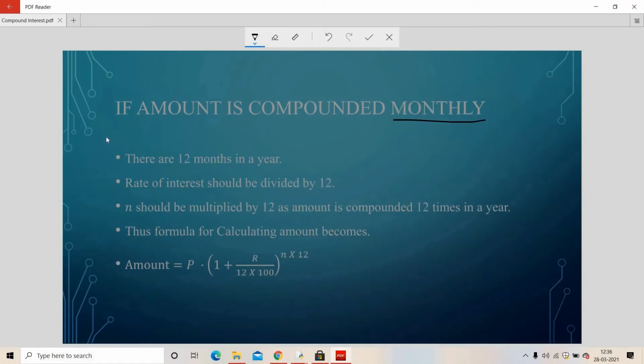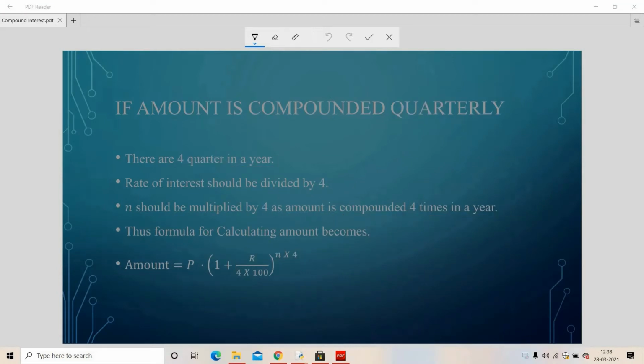To calculate compound interest on a monthly basis, we have to follow this procedure. There are 12 months in a year. So to calculate the rate of interest for 1 month, we have to divide this rate of interest by 12. And compound interest is compounded 12 times in a year. So we have to multiply this n with 12.